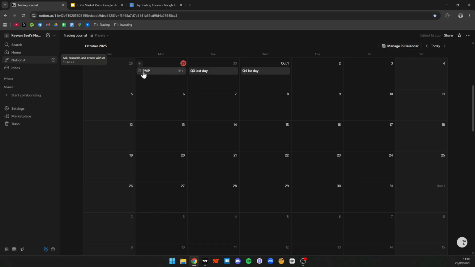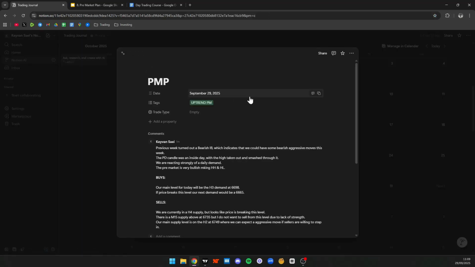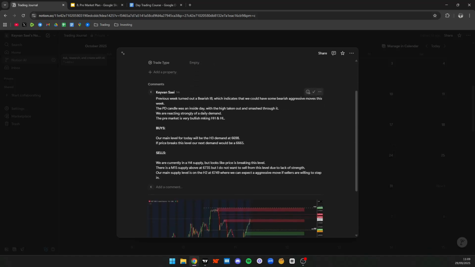So every day I would make a pre-market plan, just click on that. Then I have different labels, basically different tags that you can make. Obviously the pre-market is very uptrending, so I call it uptrending pre-market. Here you can see that I wrote down my whole plan. A couple of things that I wrote down is the previous week turned out to be a bearish inside bar, which indicated that we could have some bearish aggressive moves.